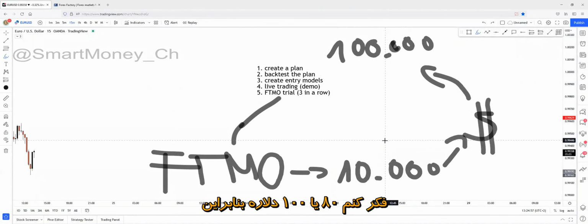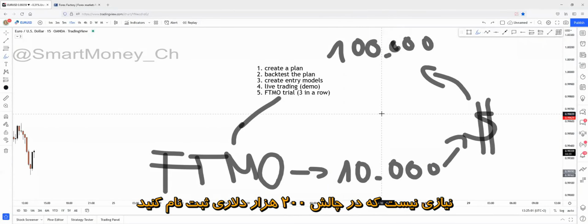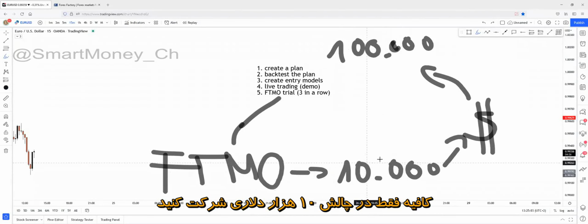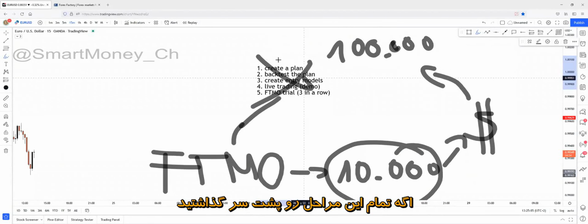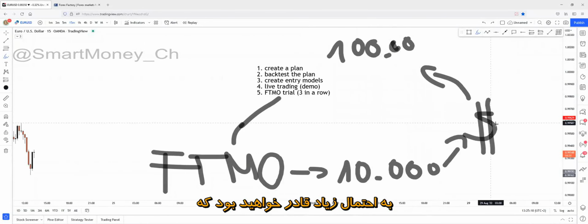So just save yourself money. You don't have to apply for the higher challenge. You don't have to apply for the 200K. Just apply for the 10K if you completed all of these steps right here. And if you can complete the 10K, then more likely you'll be able to get payouts from it.